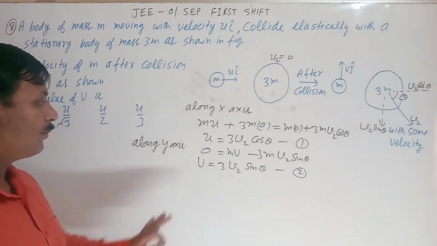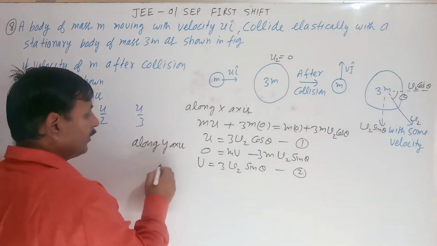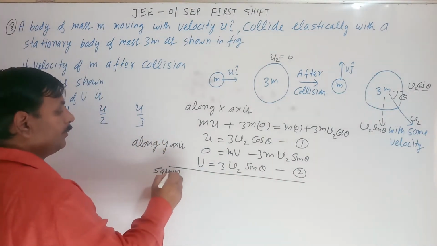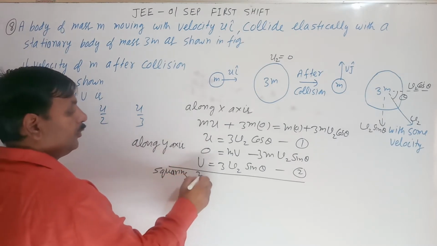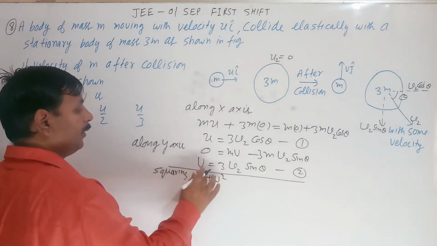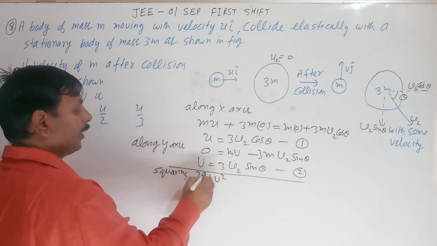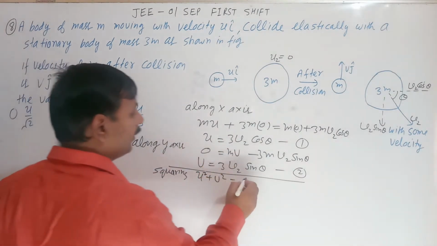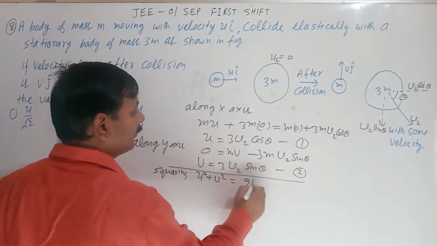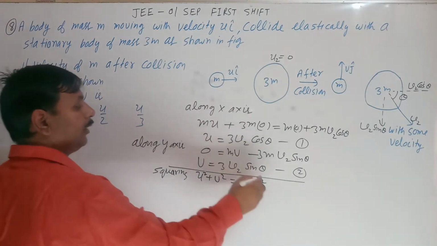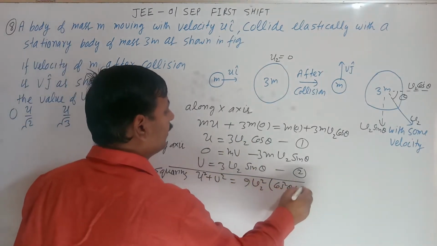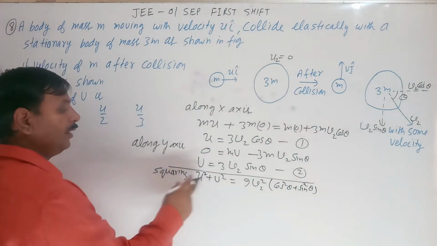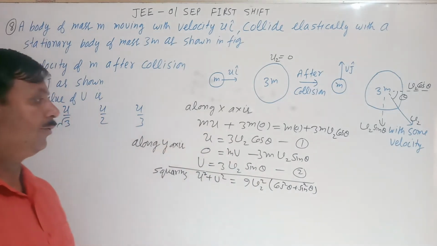Second equation. Squaring and adding, what happens? u square plus v square is equal to 9v2 square times cos square theta plus sin square theta, which becomes 1. So one result we have found: u square plus v square is equal to 9v2 square.